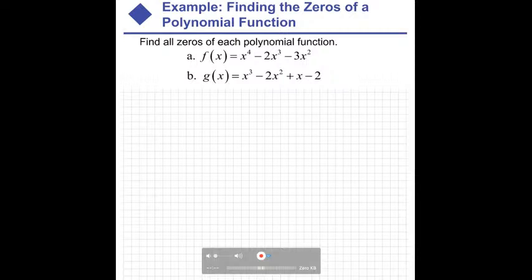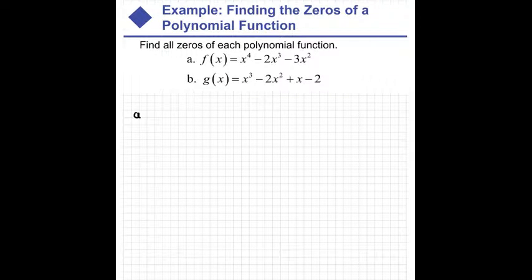So let's start with part A, and actually I know we're going to need a second page. So part A, we have f of x equals x to the 4 minus 2x cubed minus 3x squared. So if we're going to find the zeros, what we want to do is set it equal to 0 and solve.